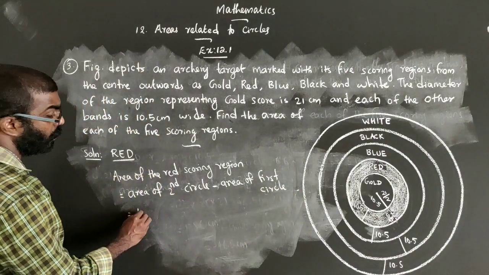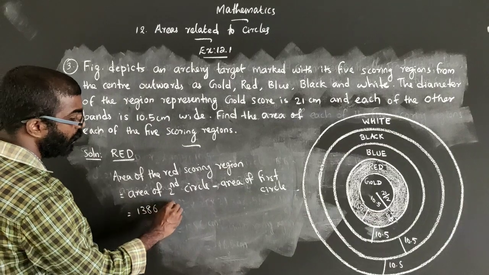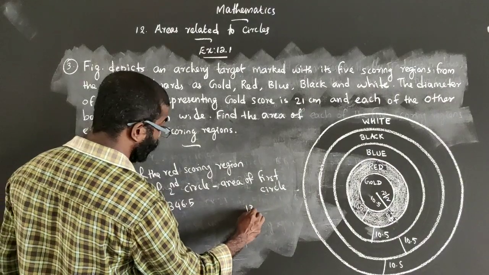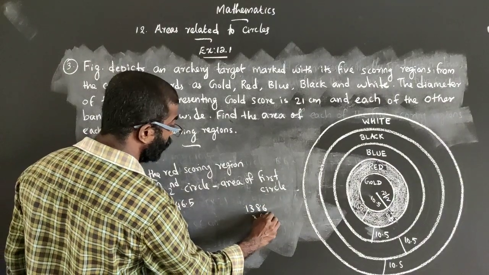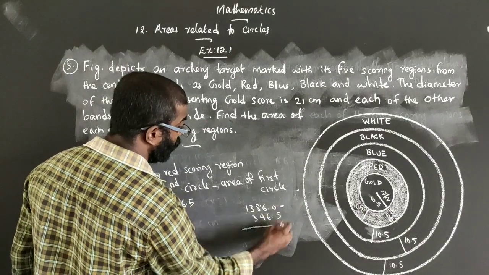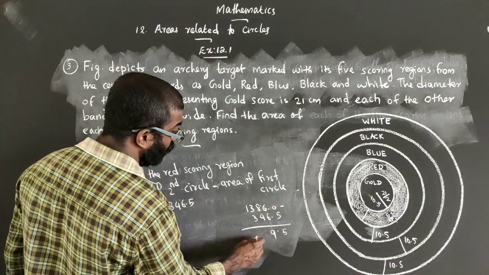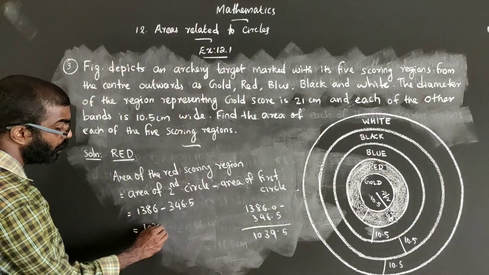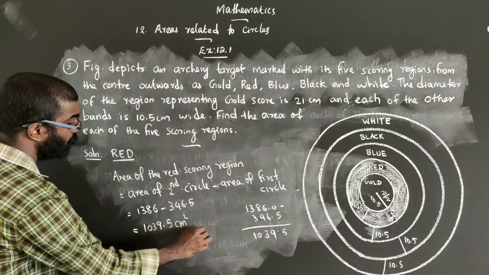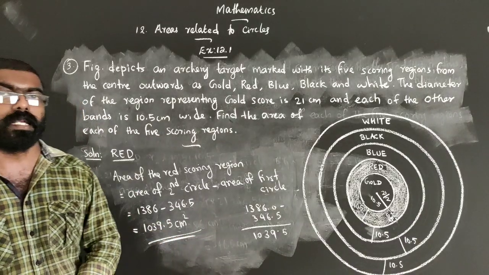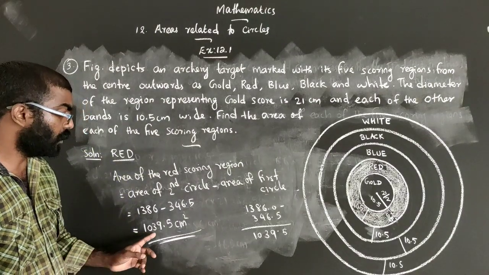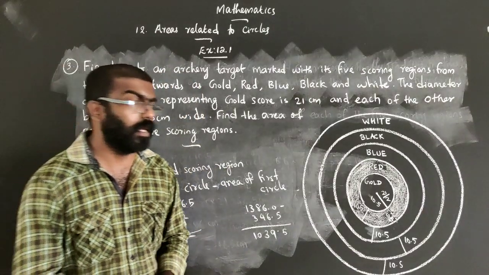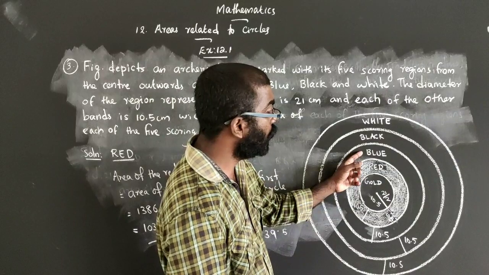and which is equal to 1386 minus 346.5, and which is equal to, here we can subtract these two values. Here 5, here 9, here 3, here 0, here 1. So 1039.5 centimeter square. So the area of the red scoring region will be equal to 1039.5 centimeter square.